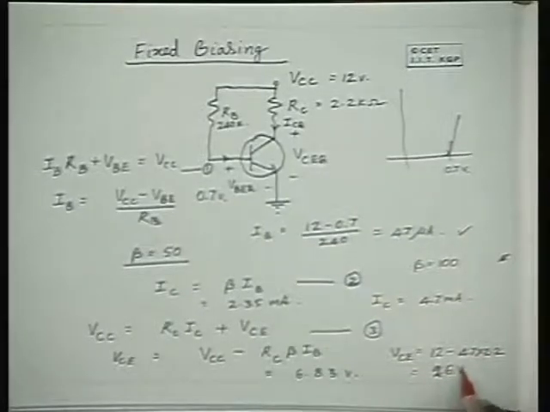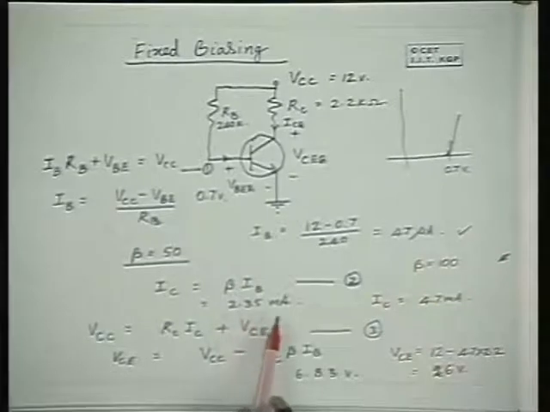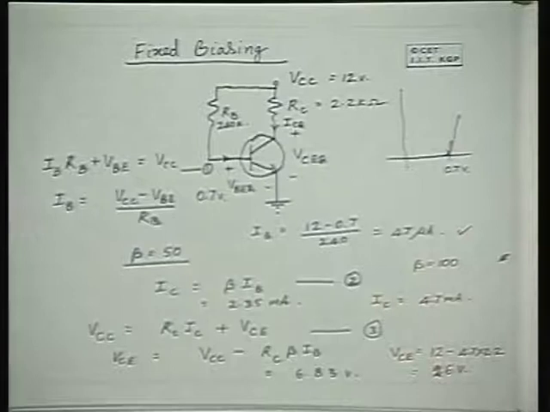Say 2.6 volts. So earlier the Q point was 6.83 volts and 2.35 milliamperes. Now the Q point is 2.6 volts and 4.7 milliamperes.